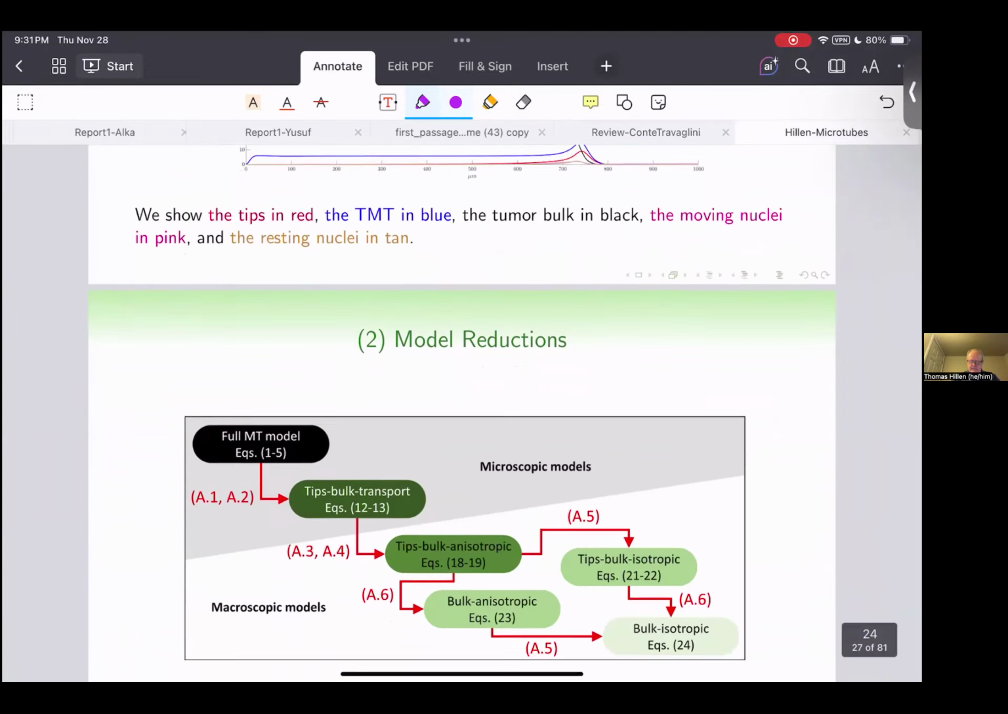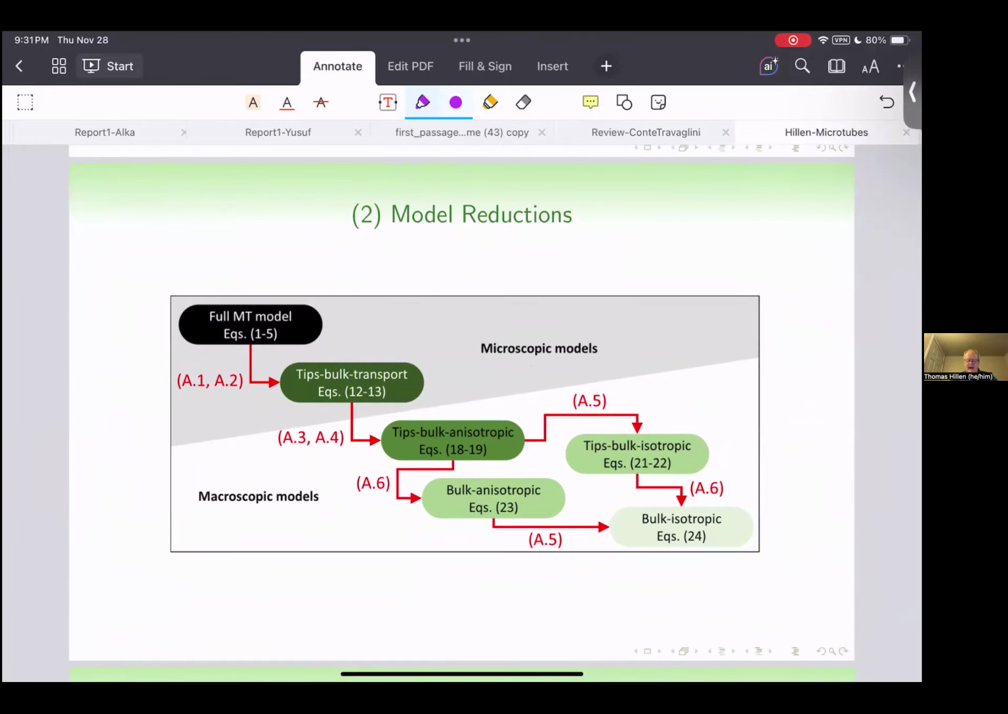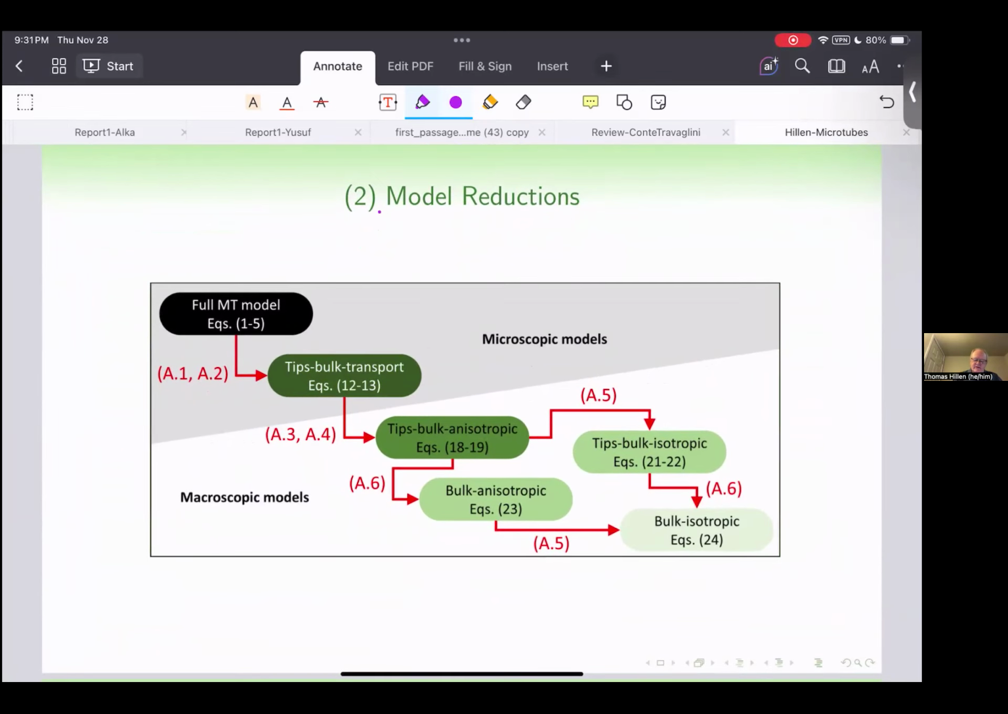So, still, the model is too complicated. And now I would like to advertise model reductions, which are methods to make the model simpler. Now, where's my pen? Give me my pen. Okay. And here's a schematic of the model reductions I'd like to discuss just a little bit.